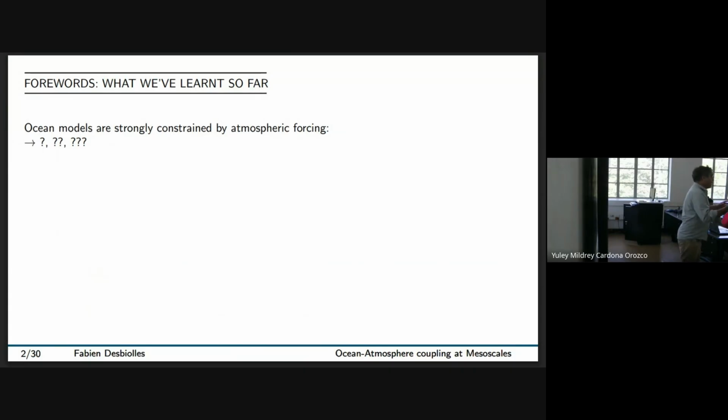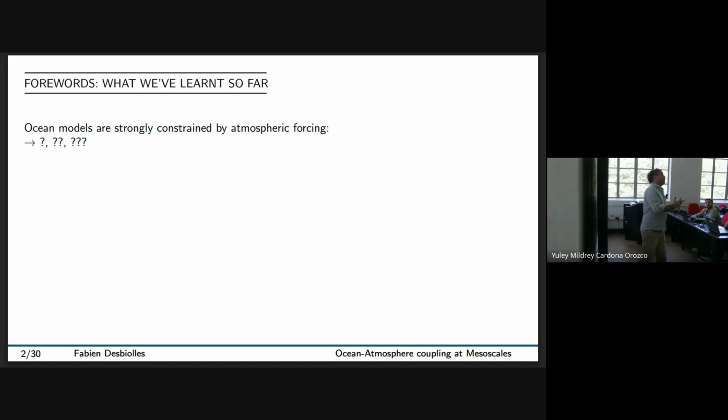So what does an ocean model need to run? Can you guess the three? So the ocean model is forced. What? Winds. Okay, winds is one. Heat fluxes. Okay, heat fluxes might be separated into turbulent heat fluxes, so sensible and latent heat flux, but also radiation, right? So winds, heat fluxes, and a third one?